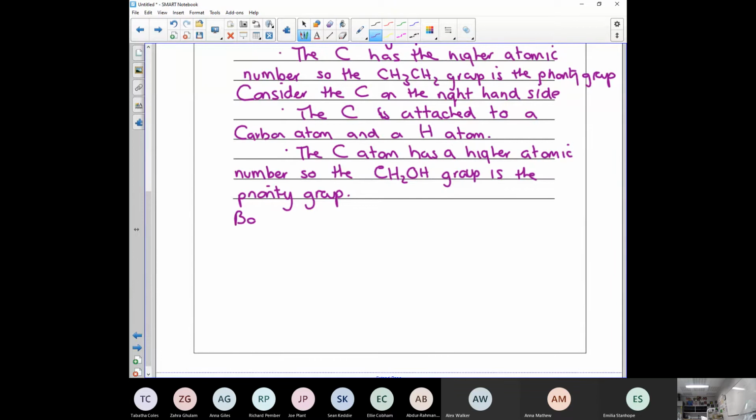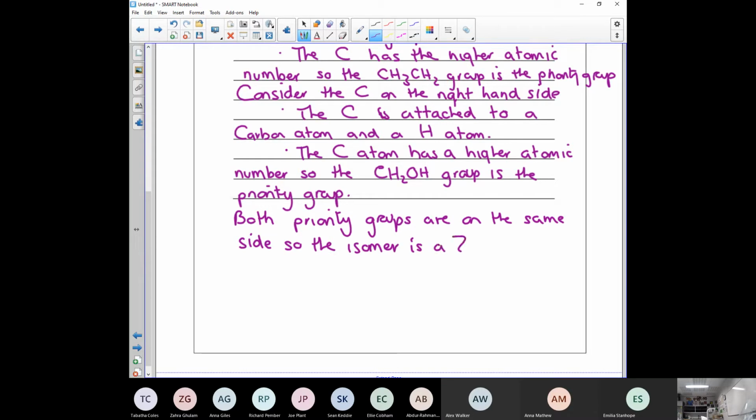So I'll put at the bottom, both priority groups are on the same side. So the isomer is a Z isomer. Okay.